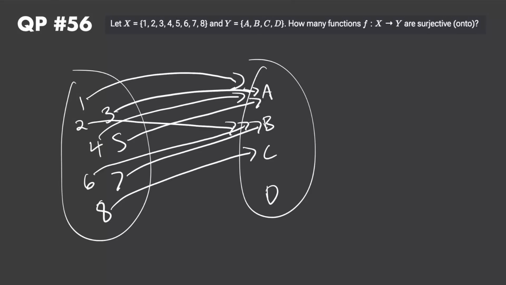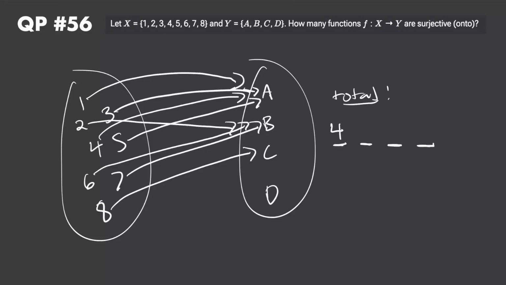So let's just find the total number of possible functions from x to y and then subtract off the ones that are not surjective. First let's calculate the total over here. I know that for every value in my domain, of which there are 8, they have 4 places that they could possibly map to, right? A, B, C, or D. So for instance, 1 could map to 4 different things.